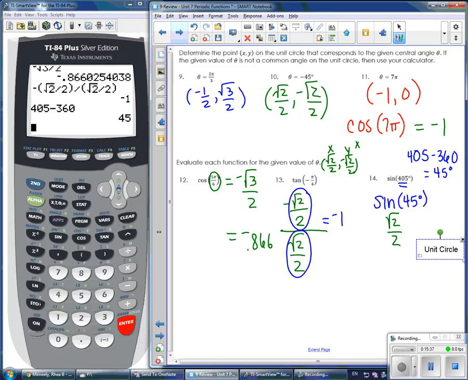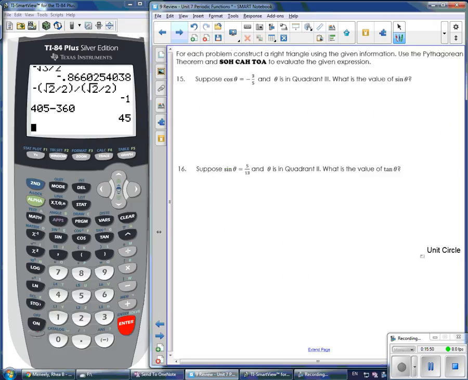Okay, so notice in these problems, you're given the value of theta. You're finding the cosine of 5 pi over 6, or the tangent of negative pi over 4, or the sine of 405 degrees. In the next section, you're not given the angle, you're given the value of the function. And so you have to work backwards. So this is going to require that you construct a triangle and use your SOHCAHTOA relationships to figure out the missing function. So number 15, it says, suppose that the cosine of theta is equal to negative 3/5 and that theta is in quadrant 3. Both of those pieces of information are going to be very important to you.